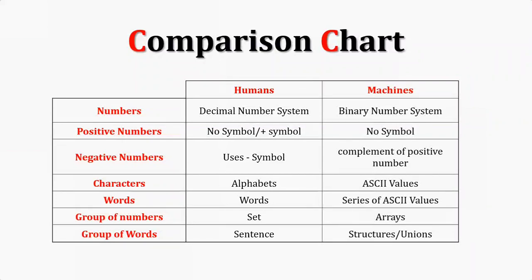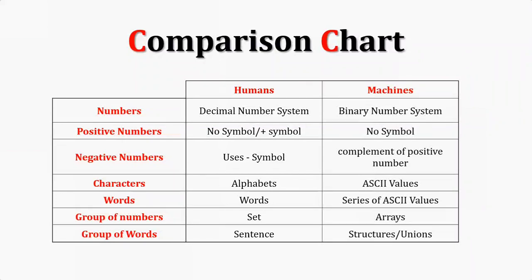Coming specifically to positive numbers and negative numbers, humans do not follow any symbol to represent positive numbers. Sometimes we follow the plus symbol to represent positive numbers. And coming to the machines, they don't use any symbols to represent positive numbers. It just uses binary number system and it will store as it is.